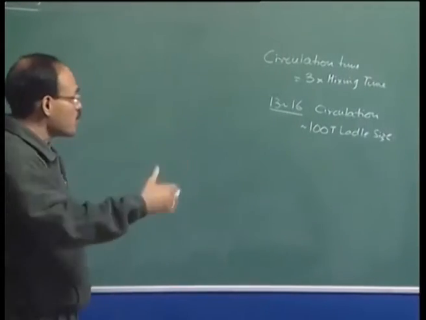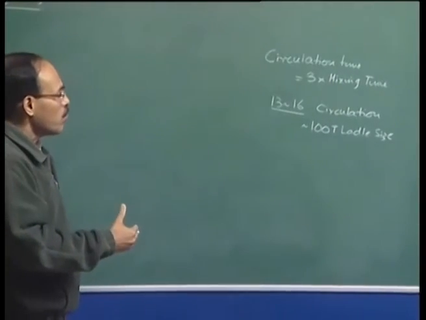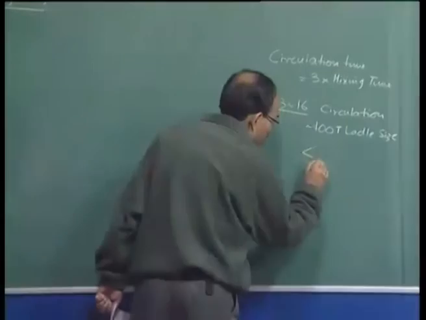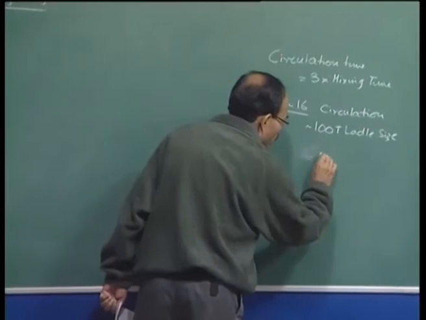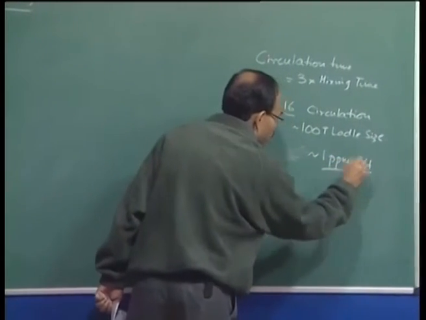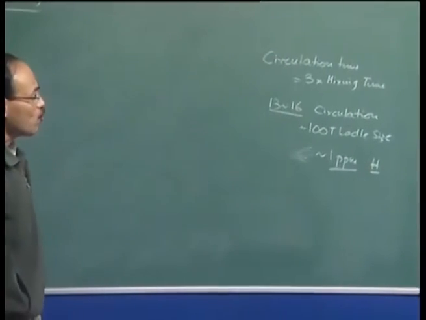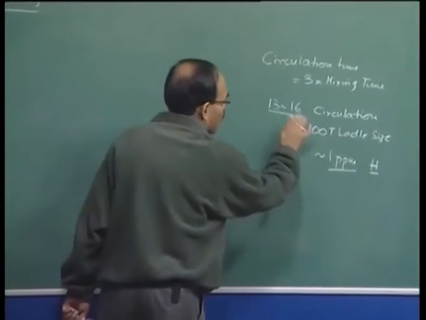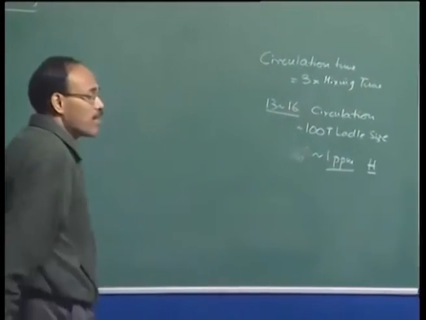So, that gives you an idea, and this is needed to get hydrogen to approximately 1 ppm. In order to attain that dissolved hydrogen in the system, you require about 13 to 16 circulations. So, this will depend basically on the size of the ladle, how many circulations are necessary, and the final composition of the desired state.